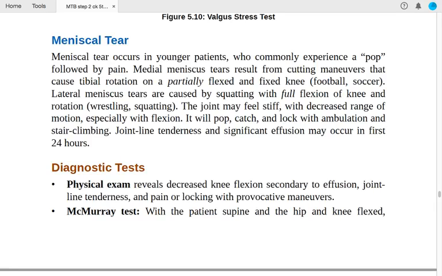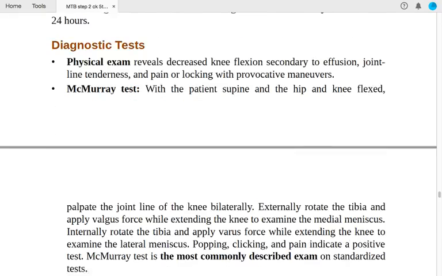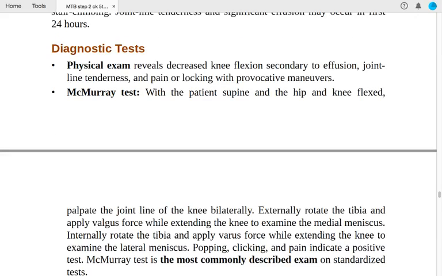The joint may feel stiff with decreased range of motion, especially with flexion. And what are you going to hear? It will be a pop, catch, and lock with ambulation and stair climbing. So how are you going to diagnose this patient? On the basis of physical examination and McMurray testing. Physical exam reveals decreased knee flexion secondary to effusion, joint line tenderness, and pain on locking with provocative maneuvers. So if you do the provocative maneuvers and the pain is there, you have to examine it on the basis of physical examination.